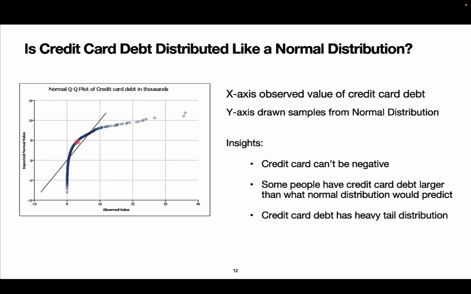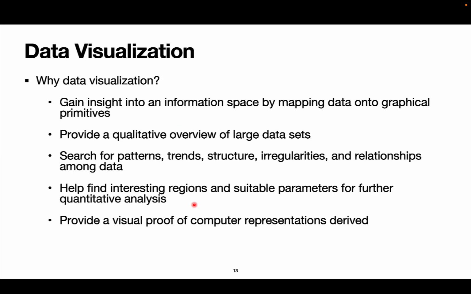So anything above the straight line means we have more credit card debt than what we expected. And another interesting observation is that credit card debt has a heavy tail distribution because it goes on and on.